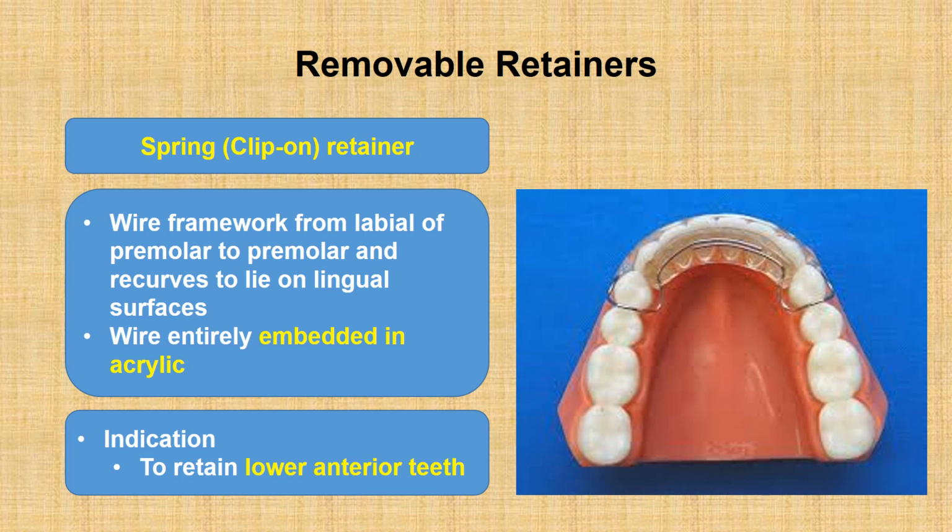Now the spring or clip-on retainer is a retainer that extends from premolar to premolar, and it is a wire framework from the labial, and then it recurves to lie on the lingual surface. The wire is entirely embedded in acrylic except for the portion where it crosses over. Now, the indication is to provide retention for the lower anterior teeth.